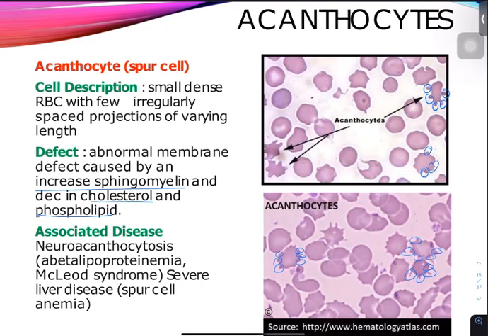Okay. Saan associated ang spur cell or acanthocytes, sorry, to your neuroacanthocytosis, okay, abetalipoproteinemia, McLeod syndrome. Others is your severe liver disease. Okay? Nade-disintegrate ang cell membrane.